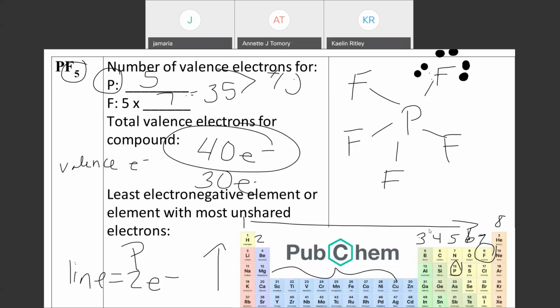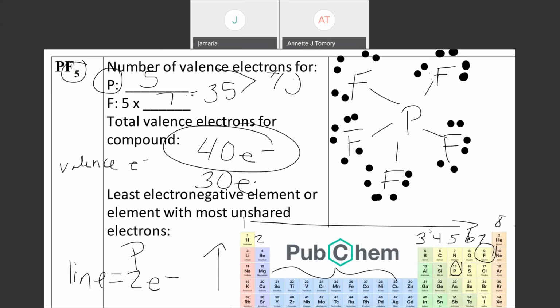Okay, so there's 6 electrons there. We're going to do the same thing with the next one. There's 6 electrons there, so that means that's 12. So 6, 12, 18, 24, 30. So there's our 30 electrons.